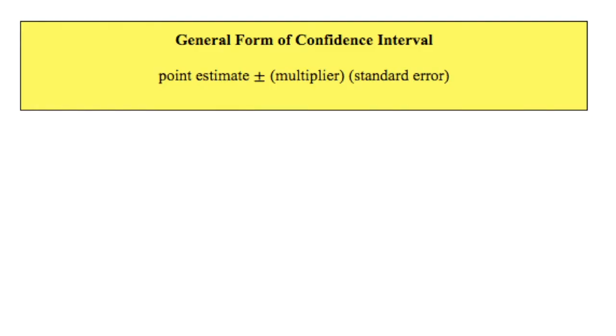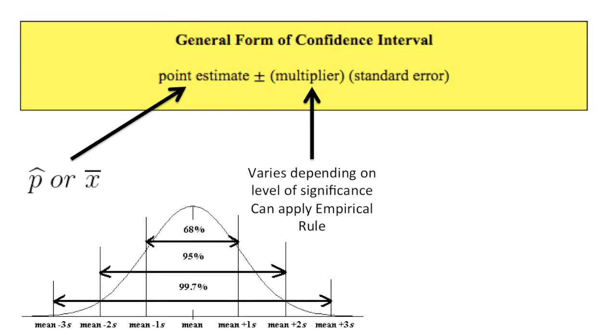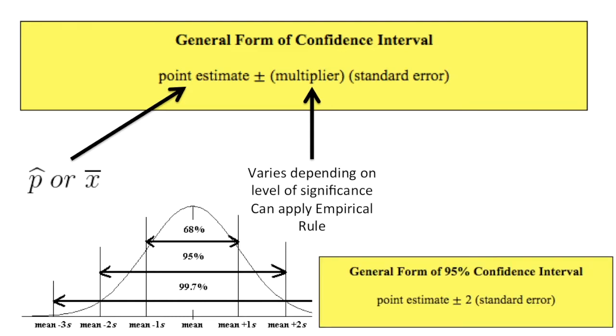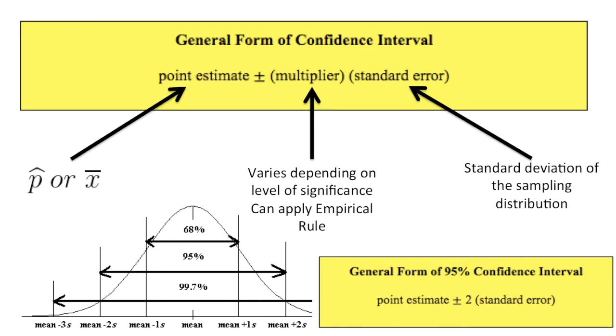This is the general form of a confidence interval. The point estimates that we're going to be using in this lesson are the sample proportion and the sample mean. Last week, you learned that if the sampling distribution is normal, you can apply the empirical rule. The most common confidence interval is the 95% confidence interval. When constructing a 95% confidence interval, you'll use a multiplier of 2, because approximately 95% of observations will fall within 2 standard deviations of the mean on a normal distribution. The standard error is the standard deviation of the sampling distribution.